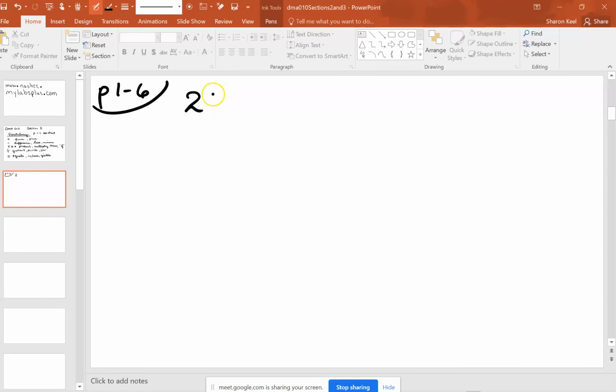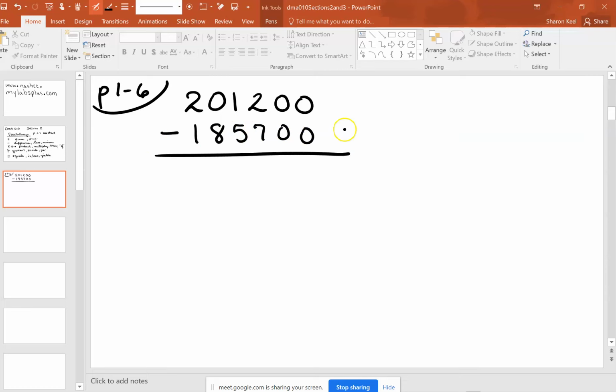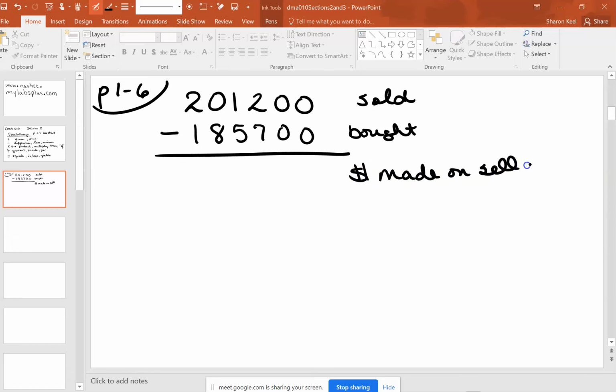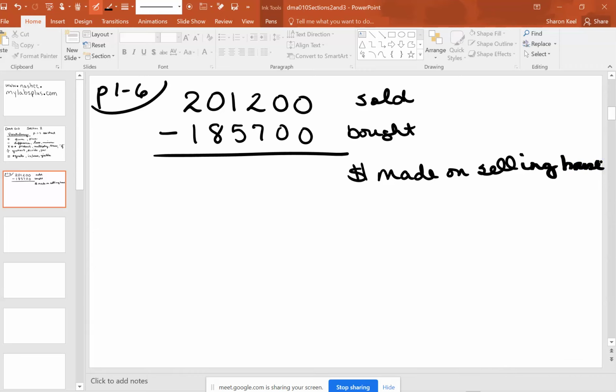So they sold it for $201,200. They originally bought it for $185,700. We're going to do a subtraction here. So this is the price they bought it at. This is the price they sold it at. And we're trying to calculate the amount of money made on selling the house. So what we're going to do is we're going to do a subtraction.